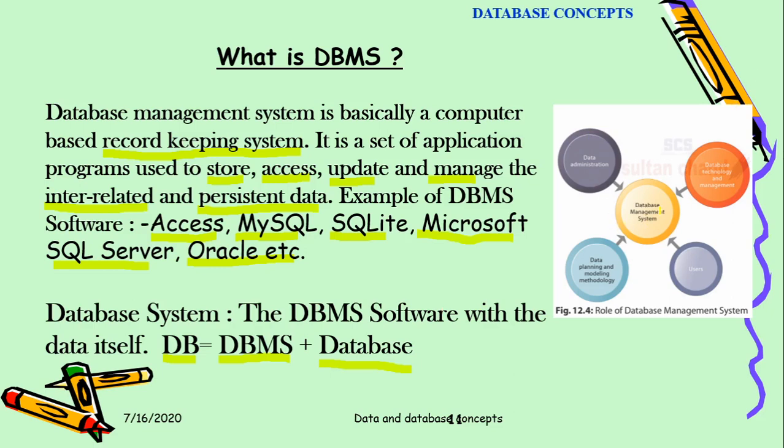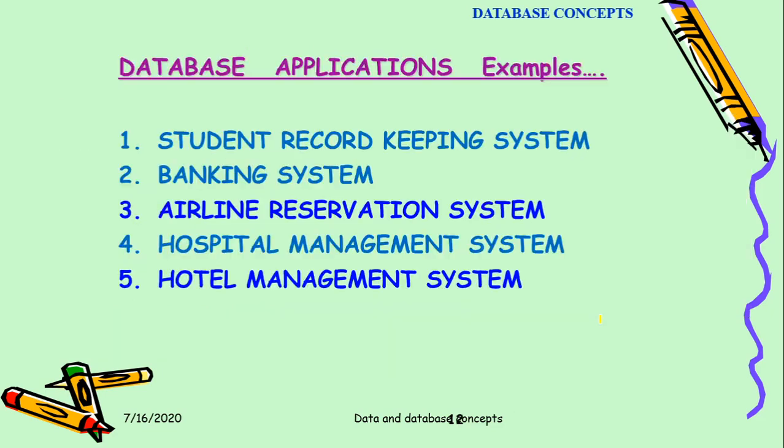If we can see, this is our database management system, and this includes different parts. The user can interact with the database. Then database technology and management. Second part, database administration, then data planning and modeling methodology. So these are the different roles of the database management system.